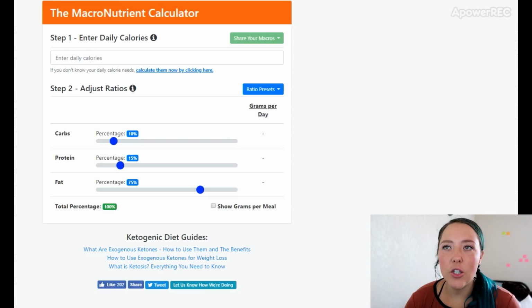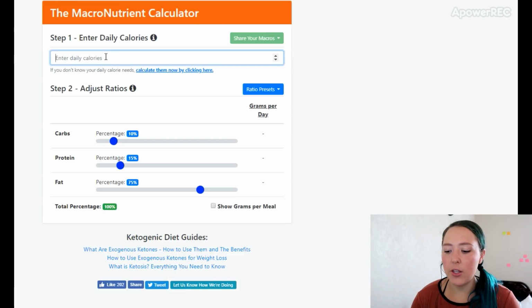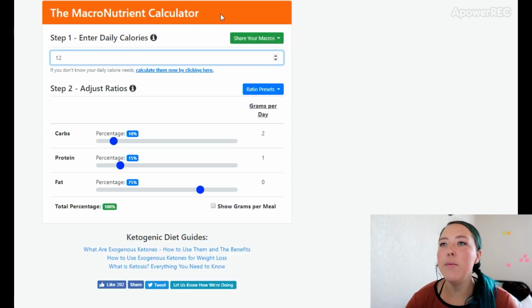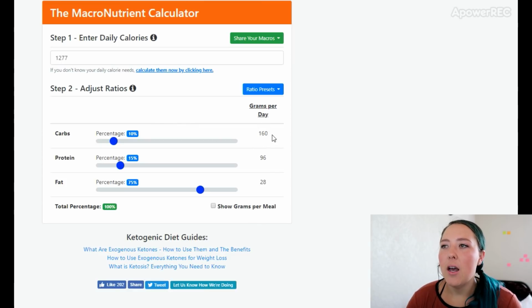So we're going to enter the calories that we just calculated. So for me, that's 1,277. And we're gonna hit enter on there. And then as you can see over here on the lower right side, it gives you the numbers for carbohydrates, for protein, and for fat.